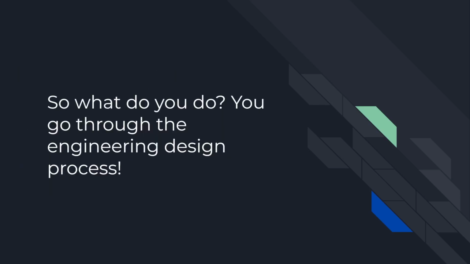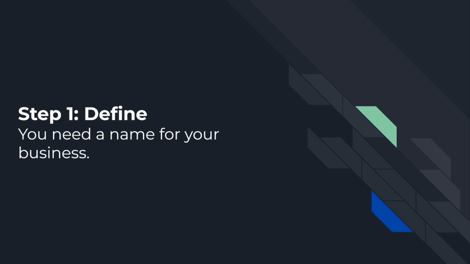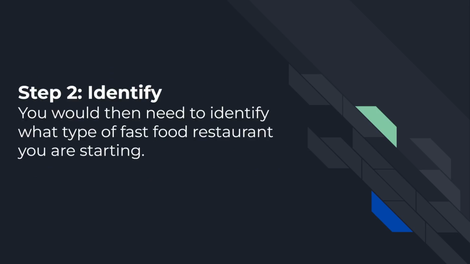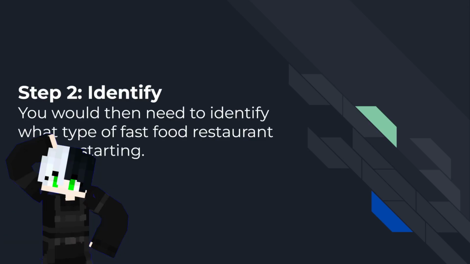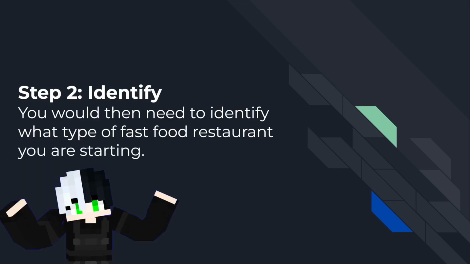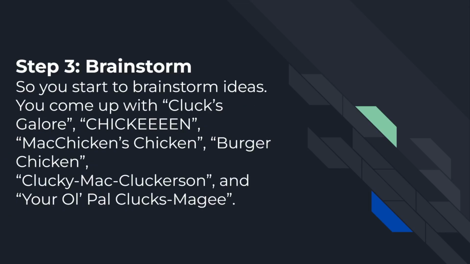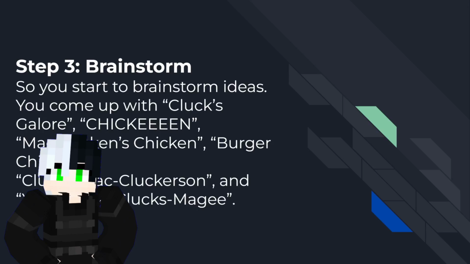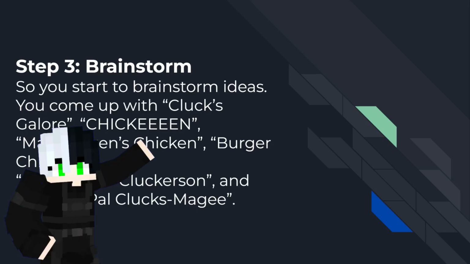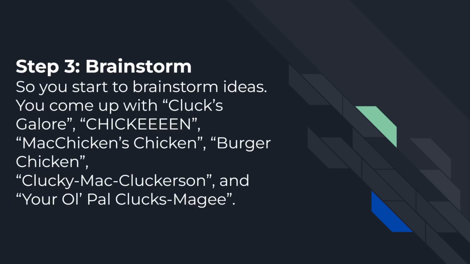So what do you do? You go through the engineering design process. Step 1, define. You need a name for your business. Step 2, identify. You would then need to identify what type of fast food restaurant you are starting. Obviously, I've said it's a chicken fast food restaurant, so we got chicken going up in here. All right, step 3, brainstorm. So you start to brainstorm ideas. You come up with, and this is where I got really creative, CLUCKS galore, chicken! And you have to say it like that. Mac Chicken's chicken, burger chicken, Clucky Mac Cluckerson, and your old pal CLUCKS MAGEE.